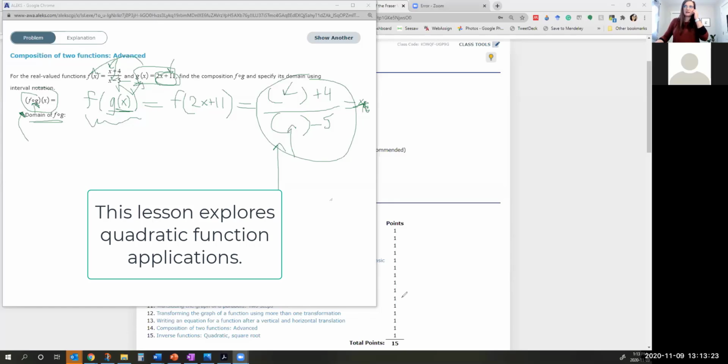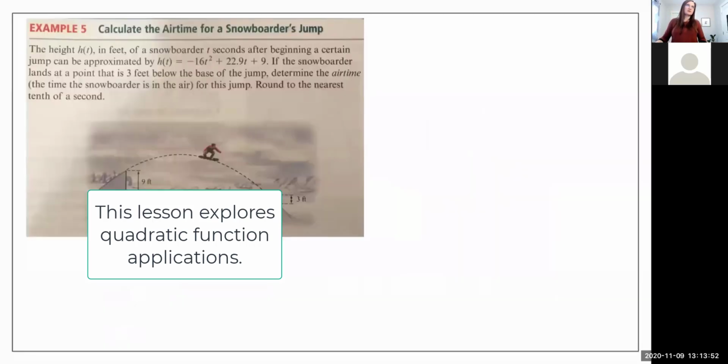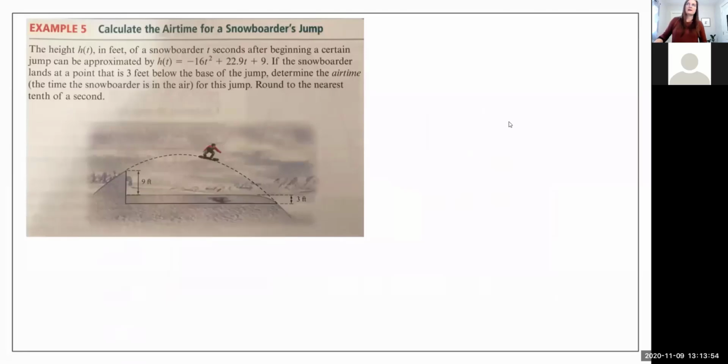Today we're going to come back to quadratics, and specifically we're going to look at some of the applications. So we've seen this example before. I've shown it to you before. I bring it up because it's just a nice example of a real life model.